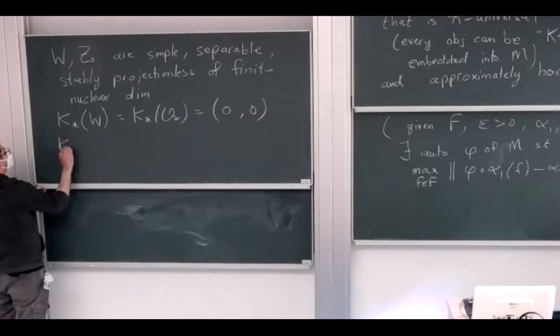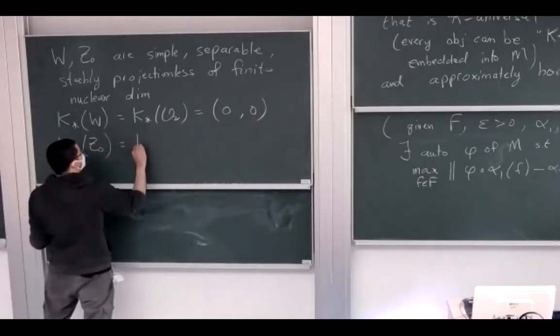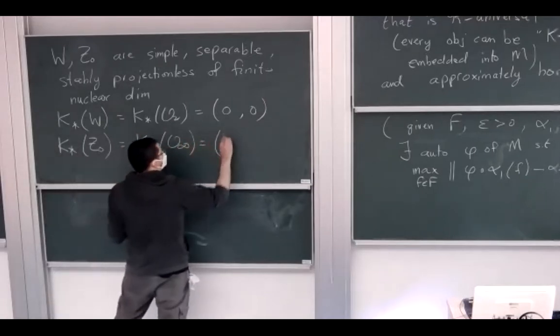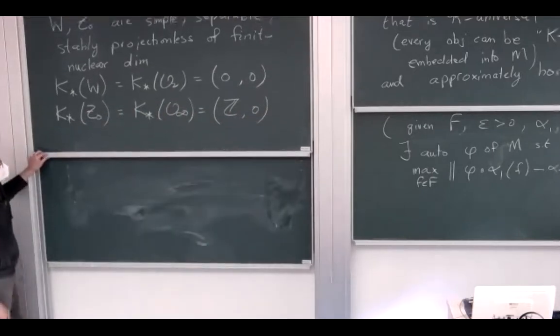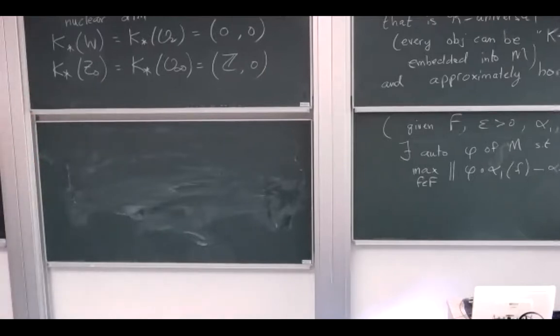And the Z0, it's the same as O infinity. So the K0 group is Z and the K1 group is zero. And it's stably projectionless, so the positive cone is zero. So I called Z0 Santiago's algebra, because to my knowledge, Luis Santiago is the first person who constructed this guy.